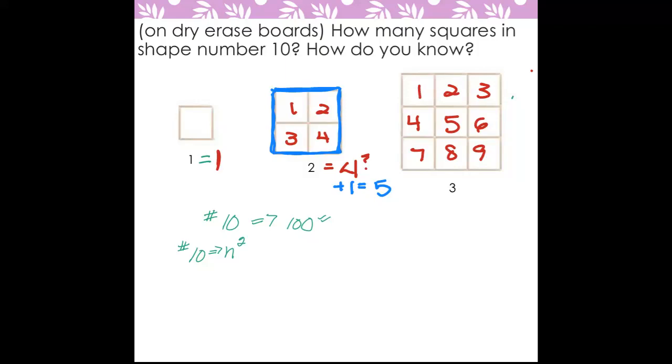There's 9 there, but how many other squares could I do? Couldn't I do this? That's a square, right? I could do this one. I could do this one. Or I could do this one too. How many more squares did I just add that are 2 by 2?